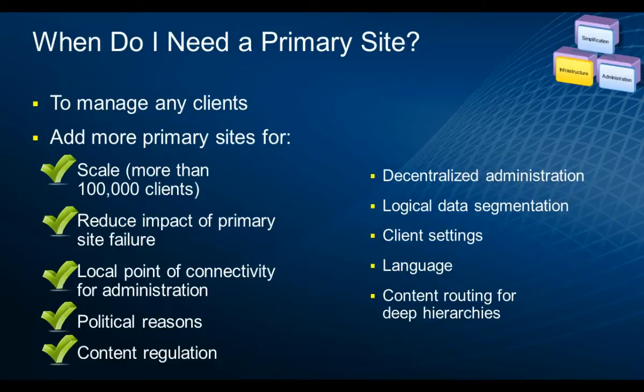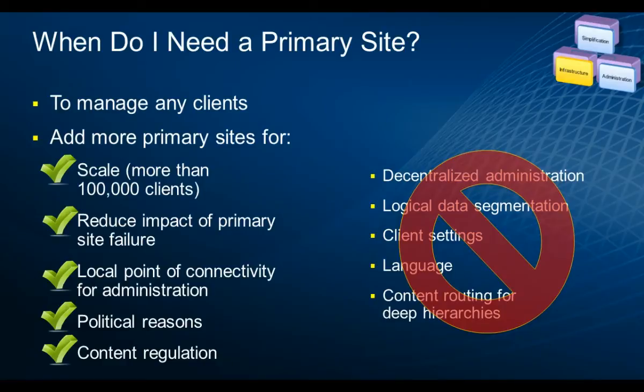We may want some disaster recovery implementations for reducing the impact of primary site failure. We may have requirements for local points of administration for different locations, which also feeds the geopolitical boundaries that organizations sometimes find themselves in. And then content regulation, content management, and content replication are ways, primarily focused around content, that we could see the need for primary sites.